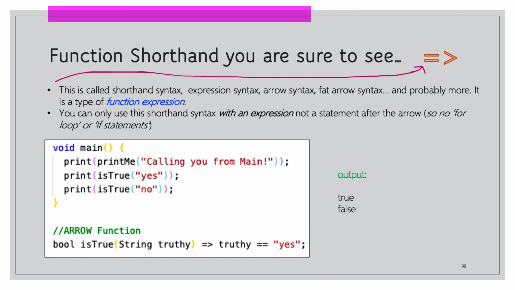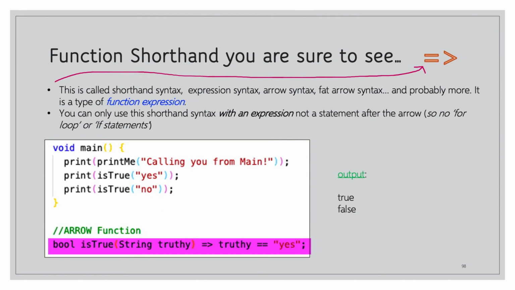So here it is down at the bottom. It's of type bool. We're giving it a name of isTrue. It has one parameter called truthy of type string. And then on the other side, we assert that truthy is equal to yes. And so when we call it, we can call it 3 different times. If I have yes in there, it'll come to true. If there's no in there, it'll come out to false. So it's very straightforward. You are going to see these a lot in your code, so you should get used to what they look like, so you're able to recognize them.